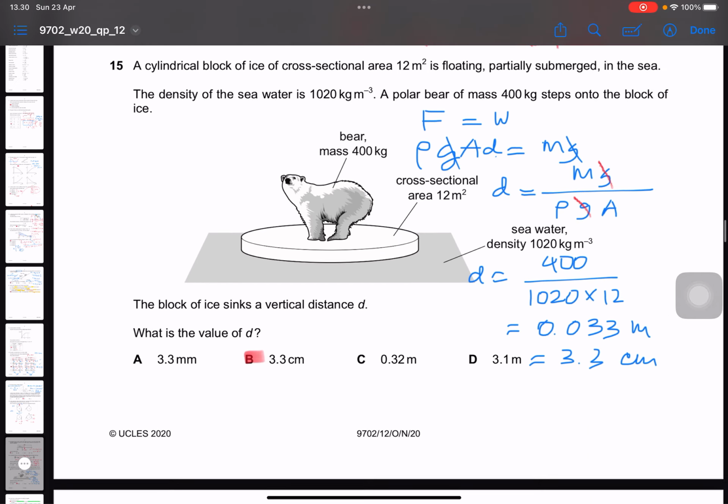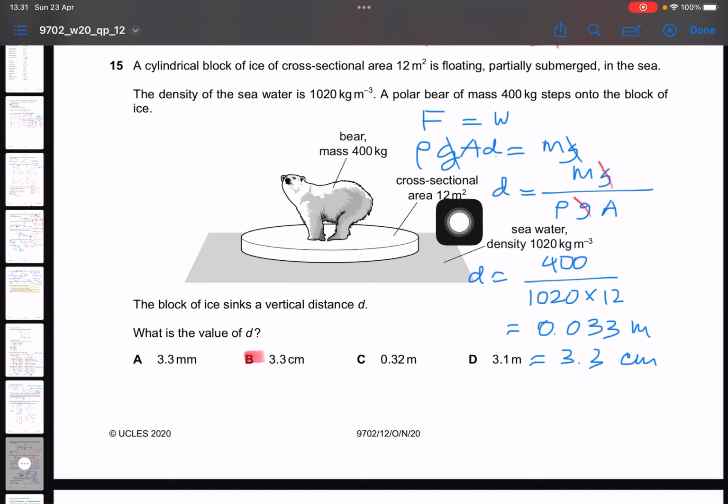Okay. Question 15. A cylindrical block of ice with cross-sectional area 12 meter squared is floating, partially submerged in the sea. The density of seawater is 1020 kilogram per meter cubed. A polar bear of mass 400 kilograms steps onto the block of ice. The block of ice sinks a vertical distance d. What is the value of d?